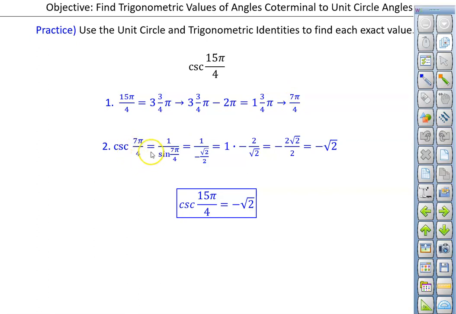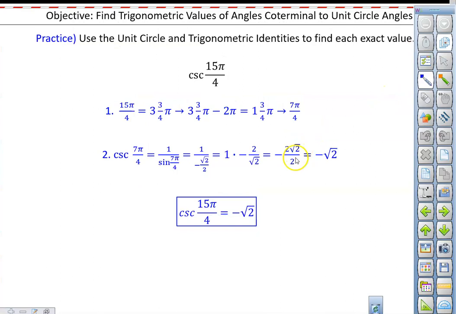Reciprocal identity says that would be equal to 1 over the sine of 7 pi/4. The sine of 7 pi/4, which is in our fourth quadrant where y is negative, would be negative root 2 over 2. So we get 1 over that. That's 1 times the reciprocal of that, which becomes negative 2 over root 2. That becomes negative 2 root 2 over 2 when rationalized, and the 2's reduce, remember, 2 divided by 2 is 1, giving us negative square root of 2.